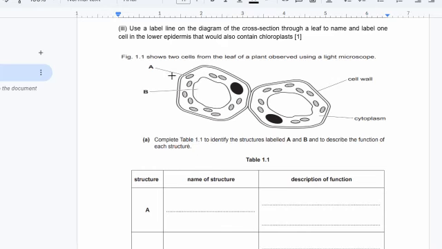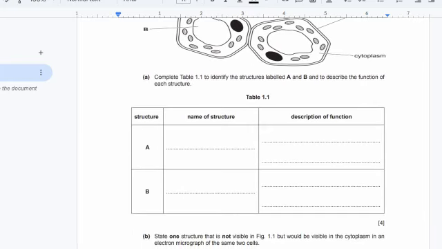It is clear that structure A is basically the chloroplast, and you can write its function: it contains chlorophyll, which performs the process of photosynthesis. You can also write that the chloroplast contains chlorophyll, which helps to trap light and convert the light into chemical energy. This is another function you can write as well. The first function is that the chloroplast contains chlorophyll, which performs photosynthesis. The second function is that chlorophyll helps to absorb sunlight and converts light energy into chemical energy.